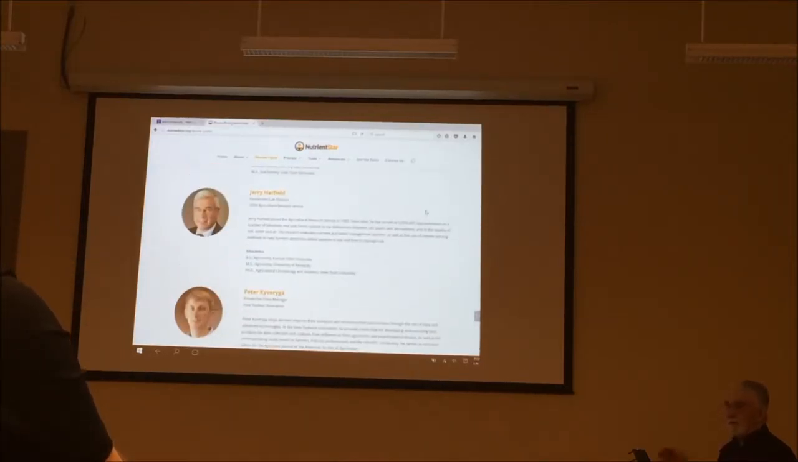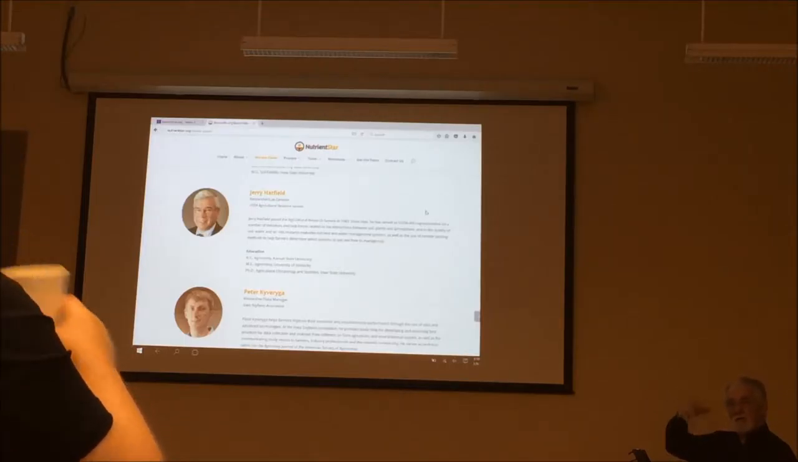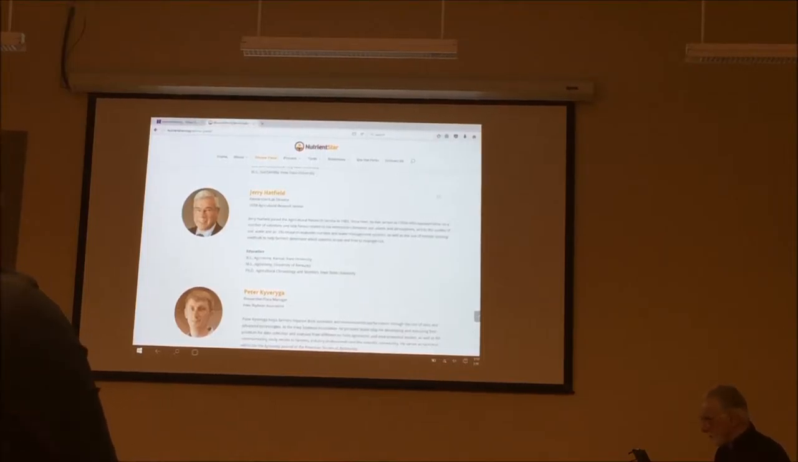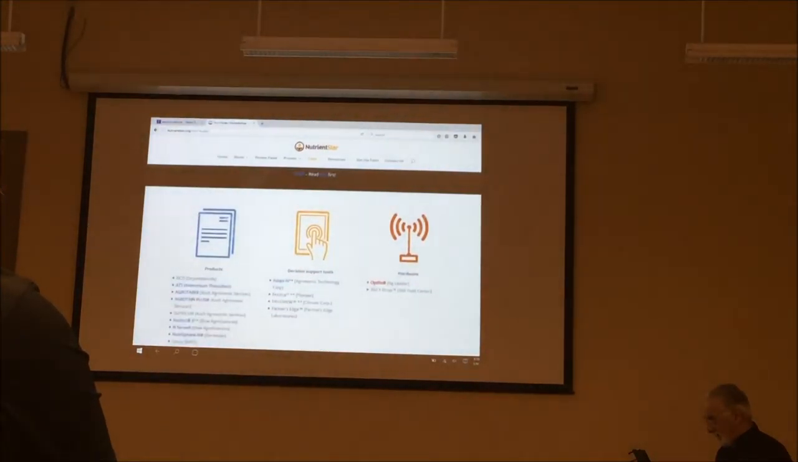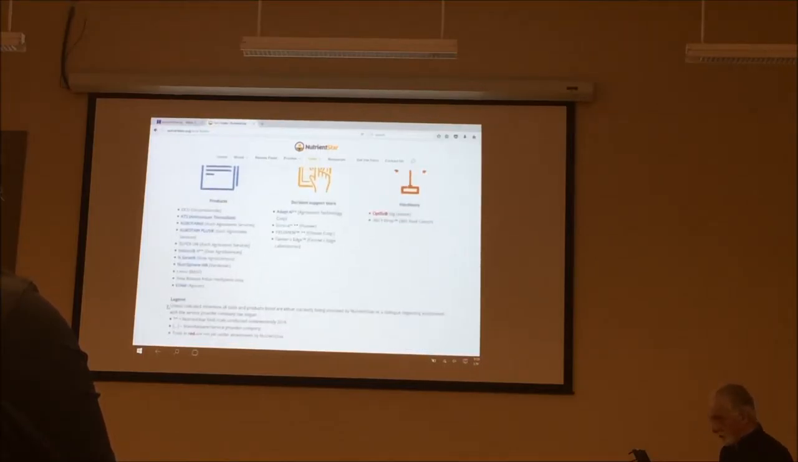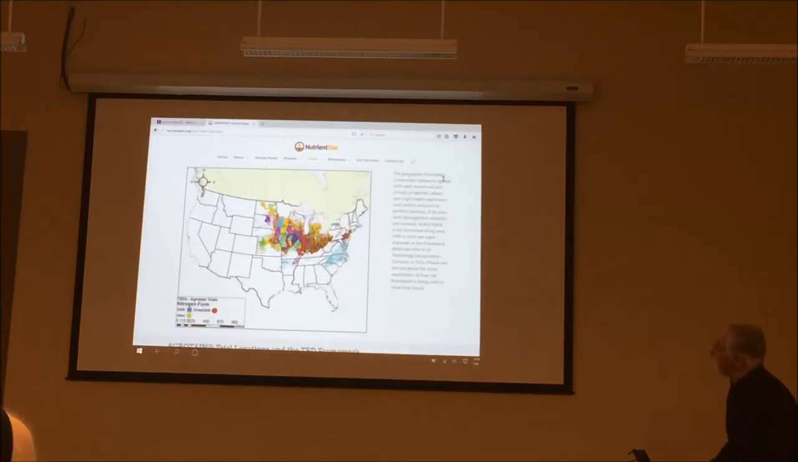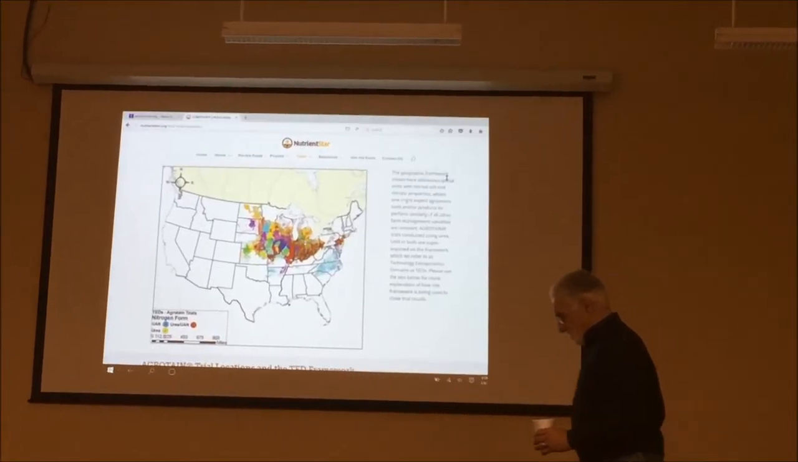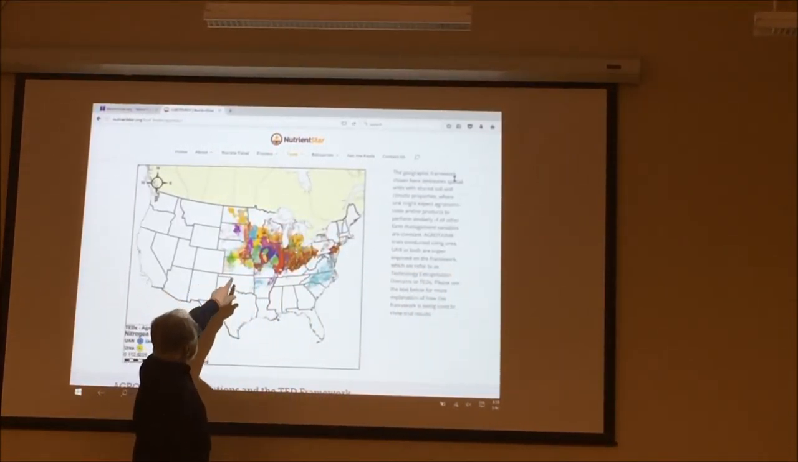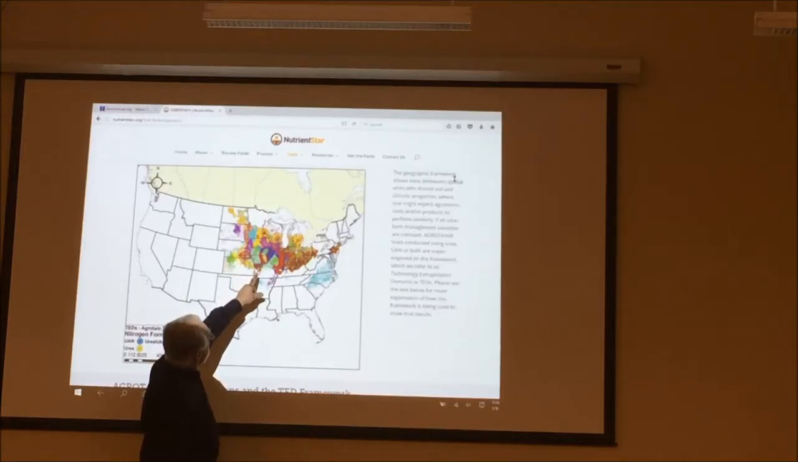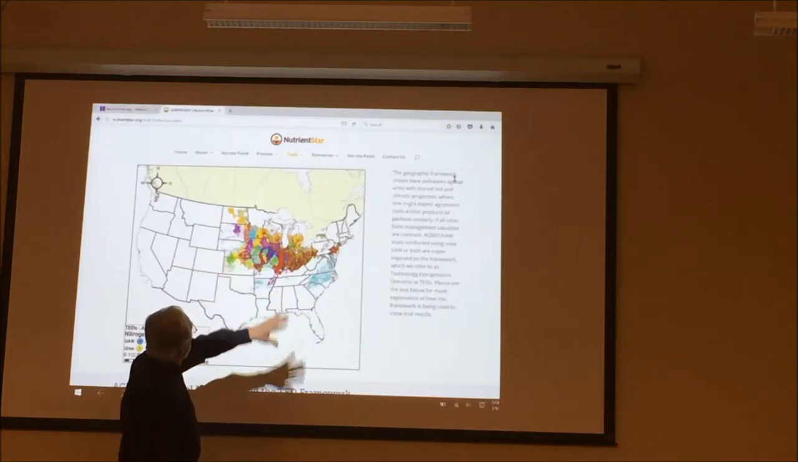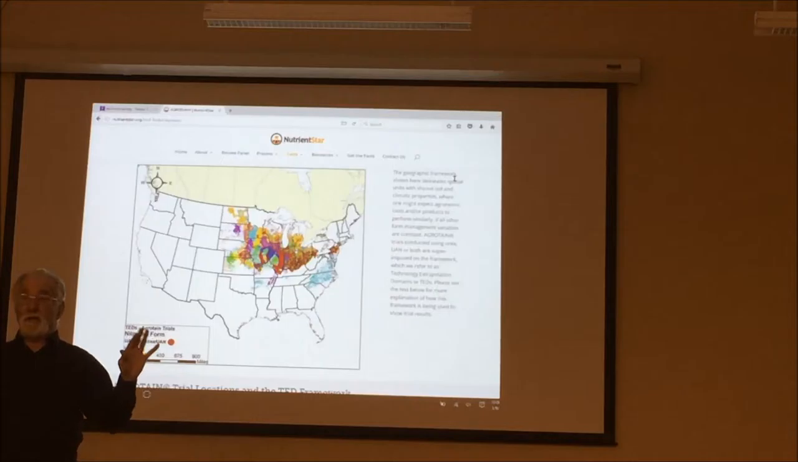So what we're doing is evaluating all these different research studies and giving our opinions, and they're posting them on the site here. For example, if we look at products, the blue highlighted ones are the ones that we actually have data on. So let's look at Agrotain. If you can see those yellow dots, those are sites that a lot of this data came from. You can see Kansas had about four sites, Iowa had one, Missouri had one. That's all the data on Agrotain that has been published.